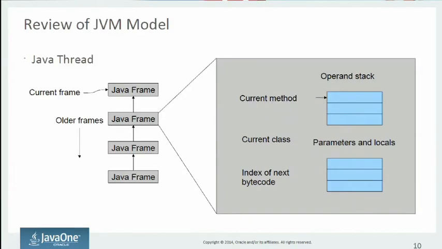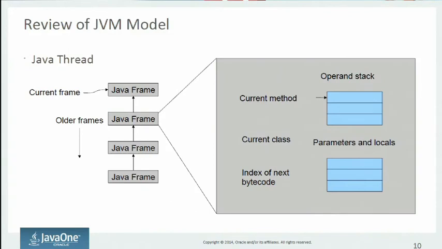Okay, so this is a Java thread. The JVM spec says a Java thread is basically just an ordered list of Java frames, and a Java frame has to have the information that's shown here. And again, this can be stashed away in an implementation-specific manner.